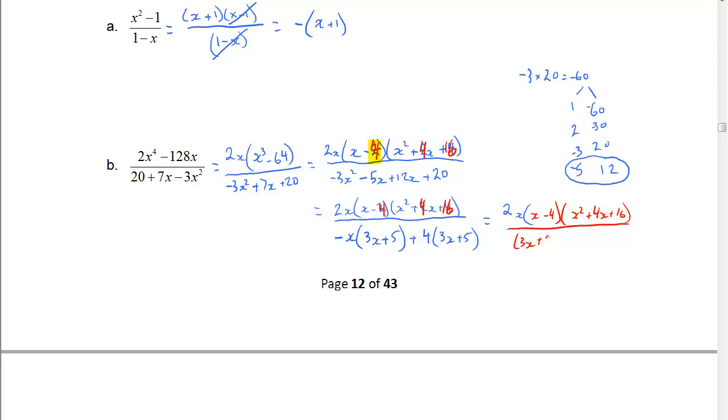3x plus 5 is a common factor, and what are we left with? Well, we're left with a negative x and a 4, so we can write that as 4 minus x. What does that mean? Well, x minus 4 and 4 minus x cancel, leaving negative 1 because they differ in order or differ in sign. And that gives us our final answer, which is negative 2x times x squared plus 4x plus 16 all over 3x plus 5. And so there's another example.